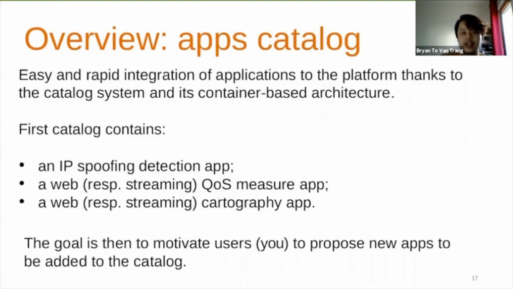Now, finally, on the apps catalog. The apps catalog is basically an app store, which is container-based. As of right now, the first catalog contains an IP spoofing detection app, a quality of service measuring app, and a cartography application. Of course, the catalog is not limited to these three applications, since one of our other goals is for you to develop your own applications that you want to test on your own networks.